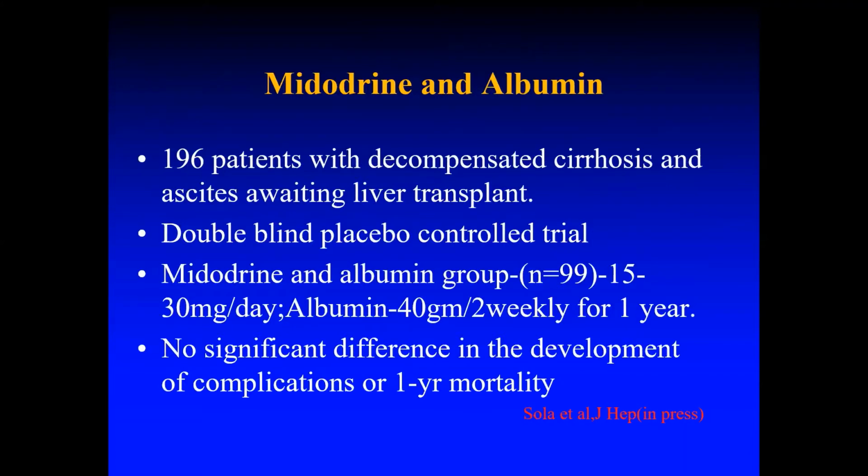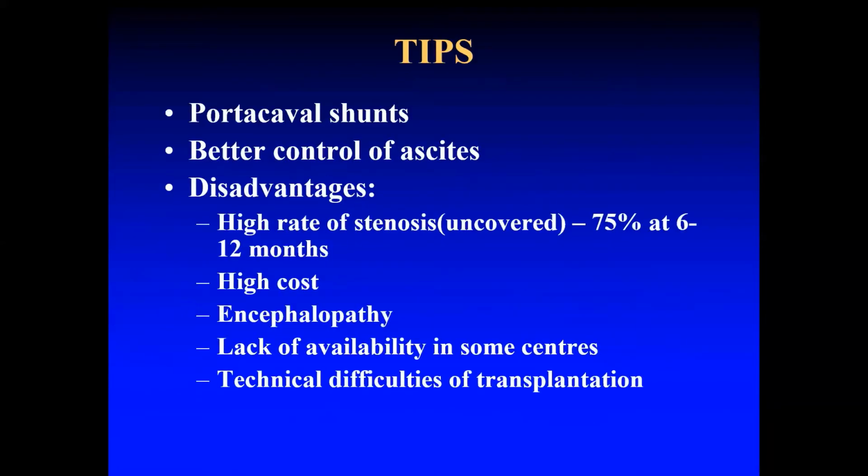This is another study where they used midodrine and albumin. In this, 196 patients with decompensated cirrhosis and ascites awaiting liver transplant were used. And this was a double-blind placebo-controlled trial in which they used midodrine and albumin in 99 patients in the doses of 15 to 30 mg per day. Albumin was given 40 grams twice weekly for 1 year. This was a dose which was lesser than the ANSWER trial. And no significant difference in the development of complications or 1 year mortality. There are various problems in the interpretation of this study. Majority of the patients underwent the transplant, so that is why there was no significant difference.